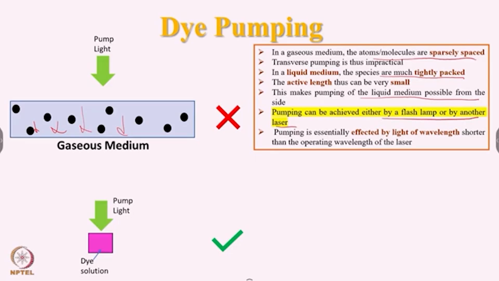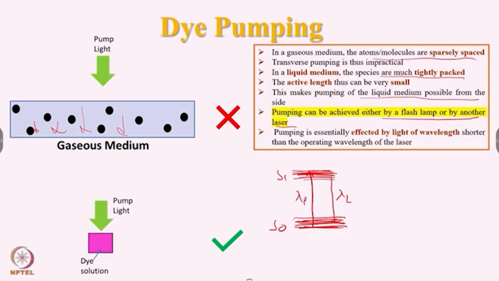And pumping is essentially affected by light of wavelength shorter than the operating wavelength of the laser. For example, this is your singlet ground state S0, and this is the singlet excited state S1. Now, suppose you want a dye laser which should emit at a wavelength lambda 1, that is the lasing wavelength, lambda L. So your pump wavelength must be shorter than lambda L. Only then can lasing occur.